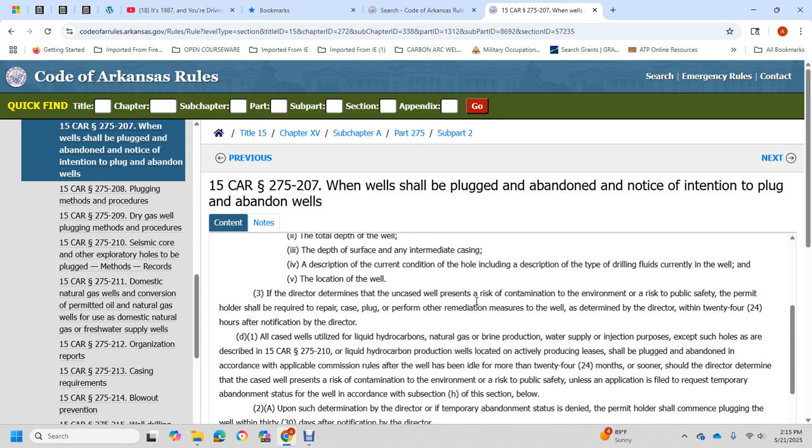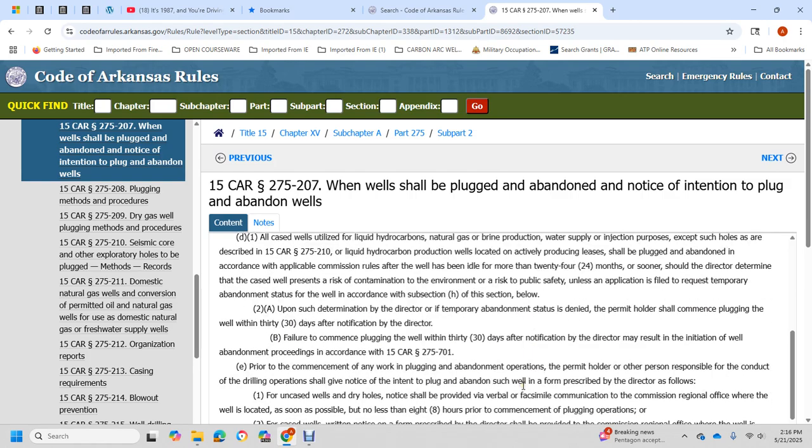All cased wells utilized for liquid hydrocarbon and natural gas production, brine production, water supply, or injection purposes, except for the wells described in Title 15 Code of Arkansas Rules 275-210, when the liquid hydrocarbon production wells were located and not actively producing, should be plugged and abandoned in accordance with the applicable commission rule if the wells are idle more than 24 months, sooner if the director determines there is a present risk of contamination, environmental risk, or public safety risk, unless an application is filed with a request for temporary abandonment status according to subsection H of the section below.